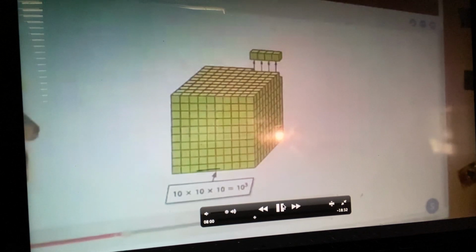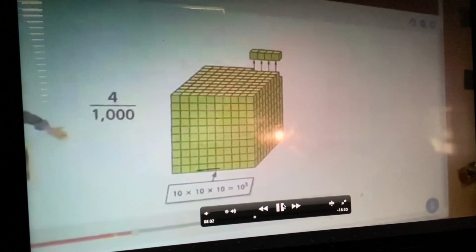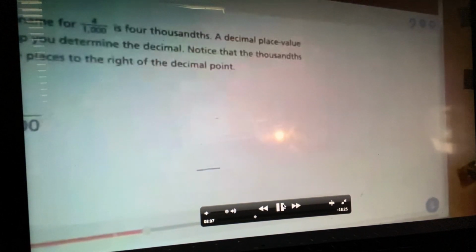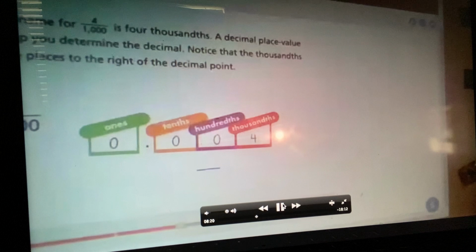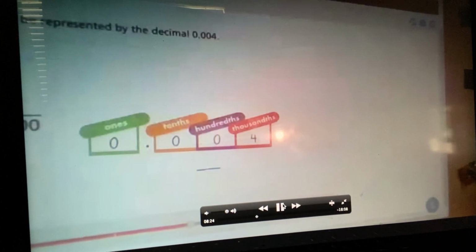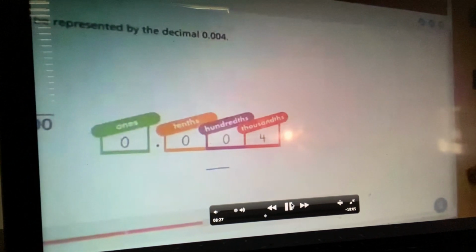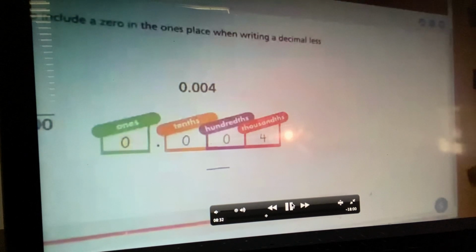You can write 4 out of 1,000 as the fraction 4 thousandths. The number name for 4 out of 1,000 is 4 thousandths. A decimal place value chart can help you determine the decimal. Notice that the thousandths place is 3 places to the right of the decimal point. So, 4 thousandths can be represented by the decimal 0.004. Remember to include a 0 in the ones place when writing a decimal less than 1.